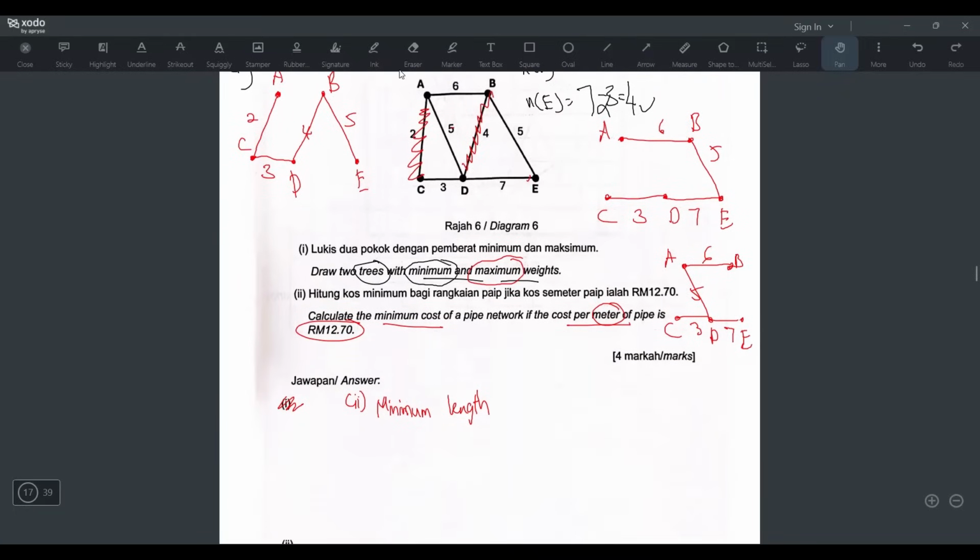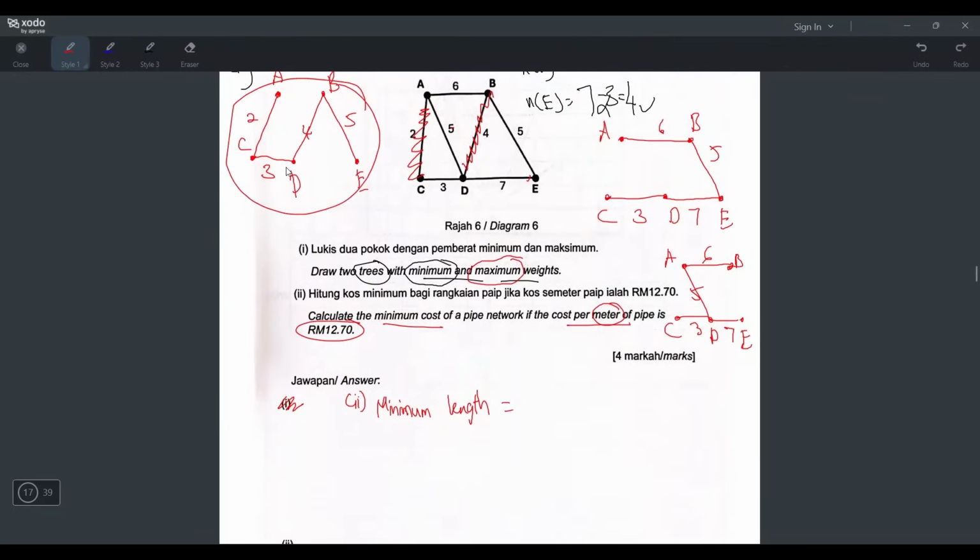Okay, let's find out the minimum length in km first. The minimum length will just be this, because remember, this is the tree with the minimum weight, right? So the minimum length will be 2 plus 3 plus 4 plus 5. But take note, here the unit we have to be careful. This will be in km, and it will be 14. Okay. 2 plus 3, 5 plus 5, 10 plus 4, 14. So that's the minimum length in kilometers.